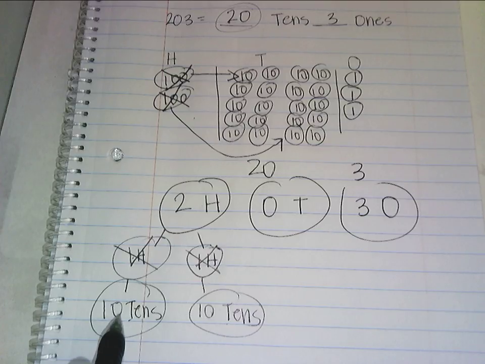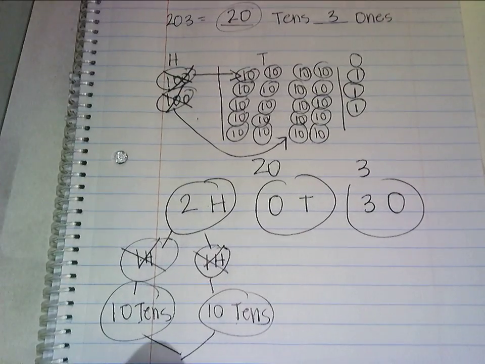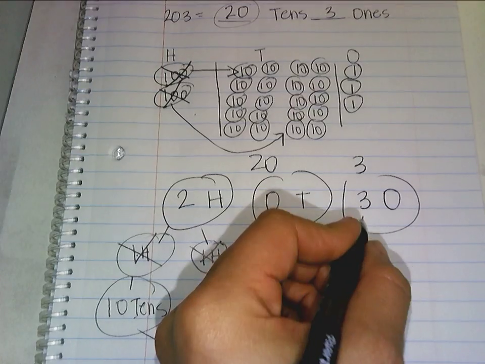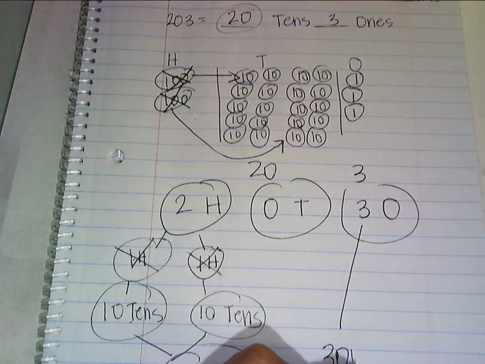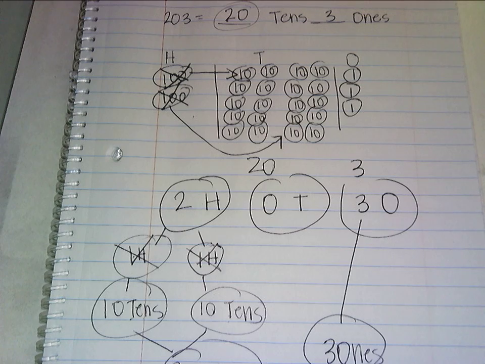Okay, so now I have 10 tens, 10 tens. I can combine that into 20 tens. And then I bring down the 3 ones. And now I have 20 tens and 3 ones. Okay, one more example. Okay, so you're going to have to do this on your problem set today.